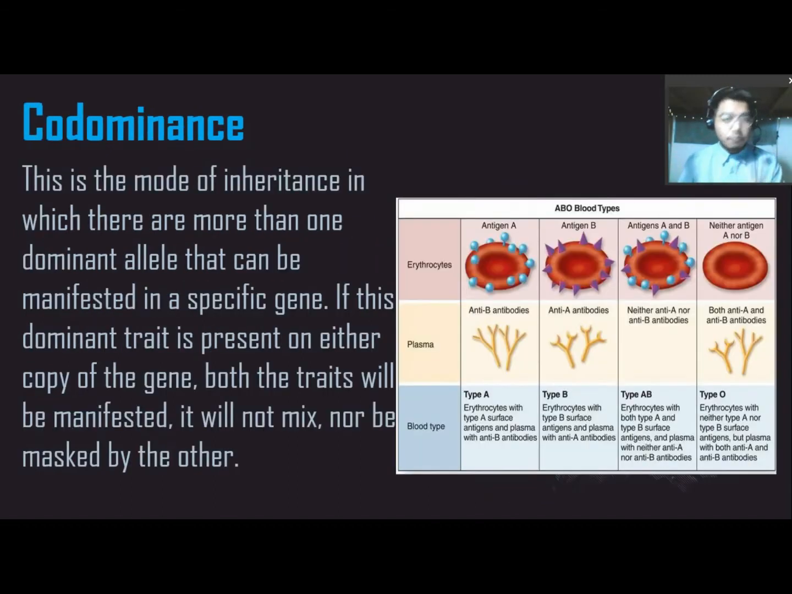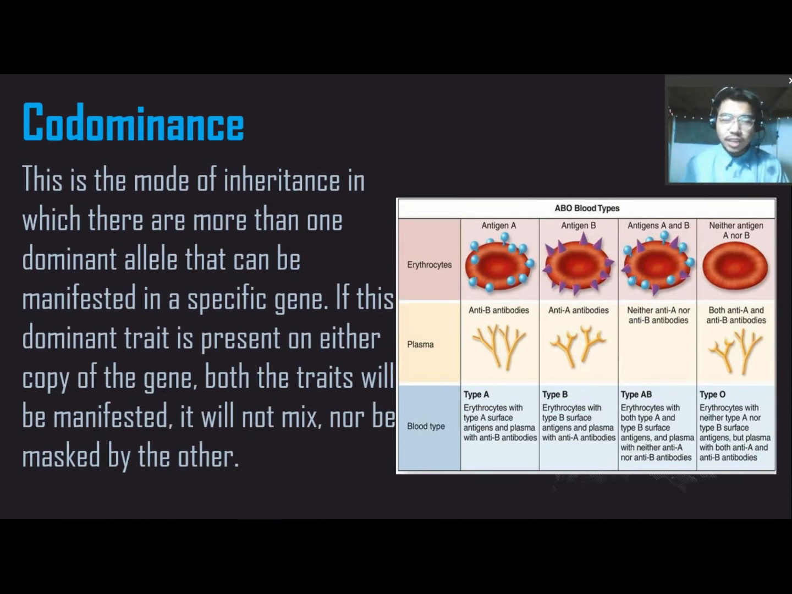Then, codominance is the mode of inheritance in which more than one dominant allele can be manifested by a specific gene. If these dominant traits are present on either copy of the gene, both of the traits would be manifested. They will not mix nor be masked by the other. The best example for codominance is the ABO blood type.